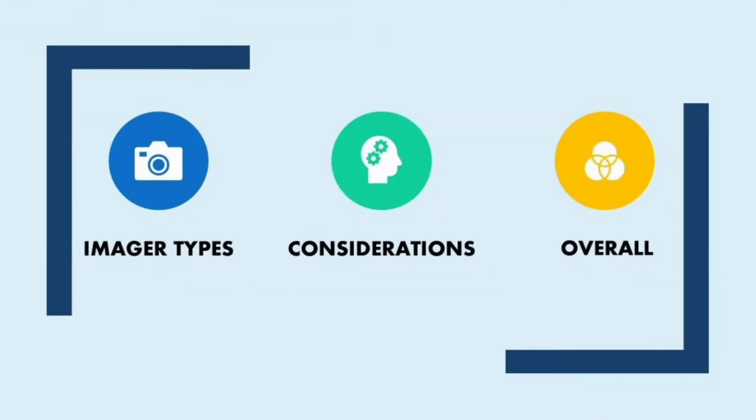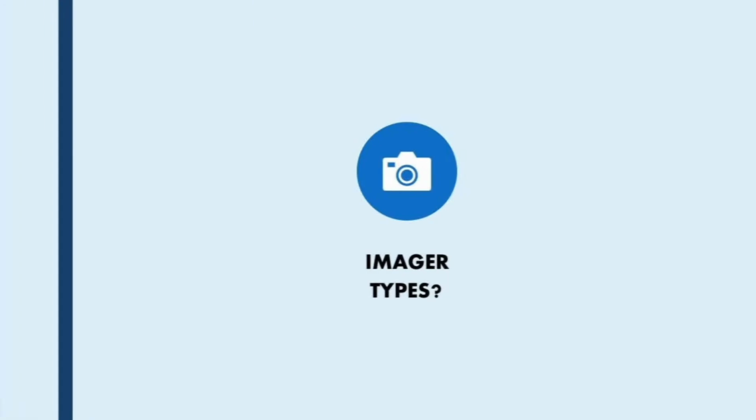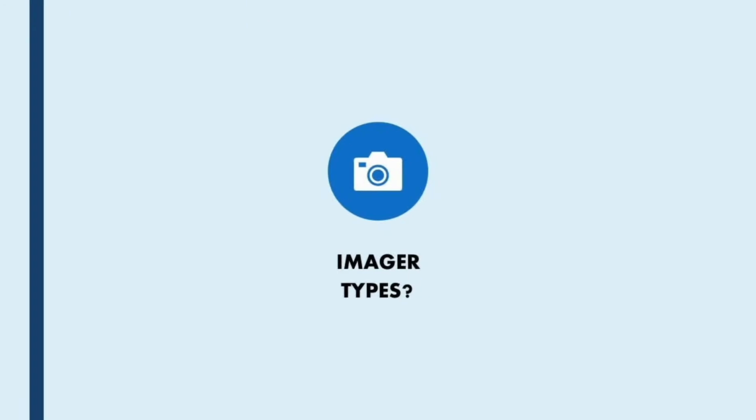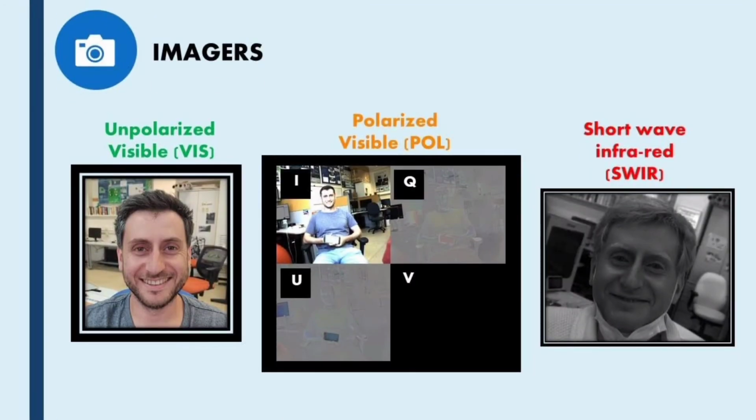In this talk, I will lay out a bit of the process we went through in narrowing down the payload concept, starting with defining what imager types to consider, what are the imager considerations, and finally, what seems to be the best overall possibility. Let's start with the imagers. We consider three types of imagers.